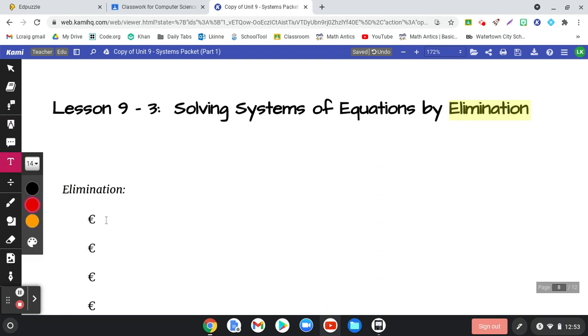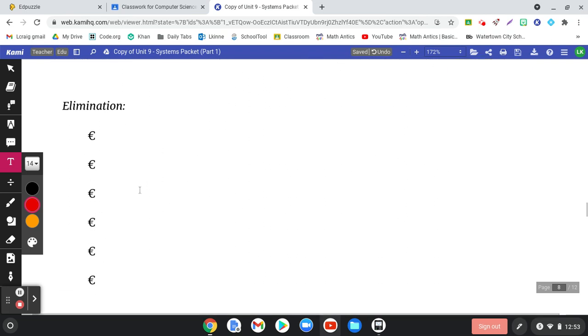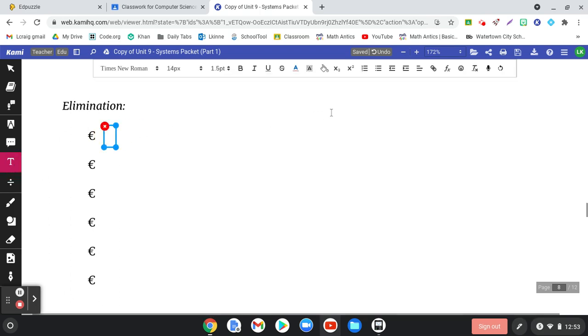Now, I do have to apologize. I forgot to write in the steps for you, so we actually have to take a little bit of notes here. So the steps for elimination, I'm just going to add a text box. It's easier than trying to write this. We first need to line up all the like terms in the same order. So, line up all like terms in order.